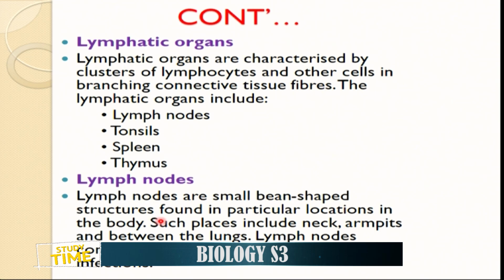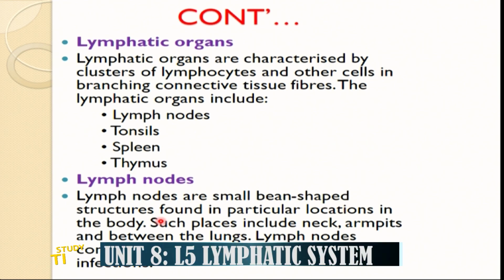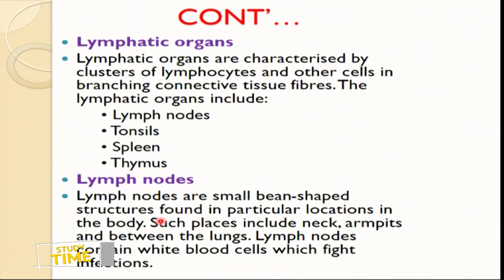Let's go through the lymphatic organs. We talked about a number of lymphatic organs. I talked about the lymph nodes, tonsils, the spleen, the thymus, without forgetting adenoids. Adenoids I have not mentioned, but they are also part of the lymphatic organs. These are all organs responsible for producing lymph fluid.